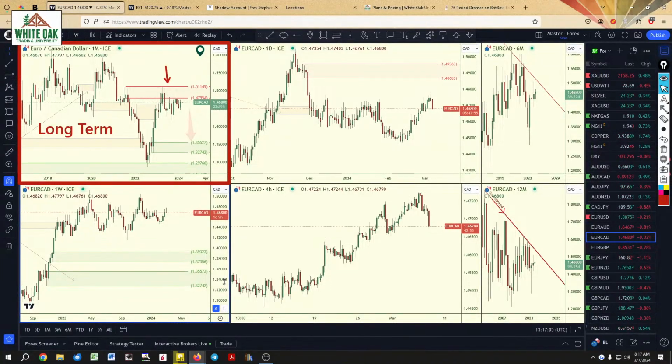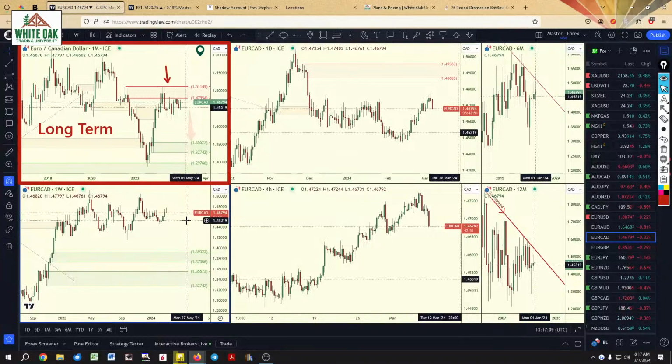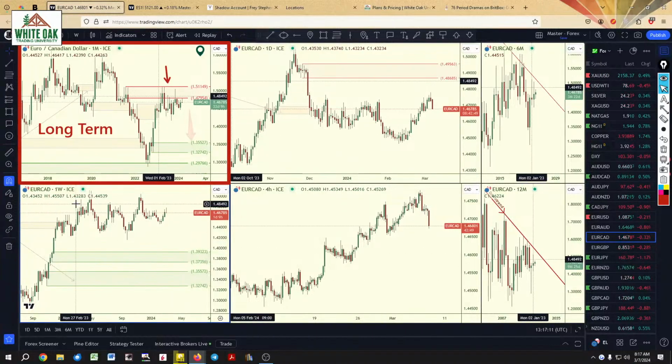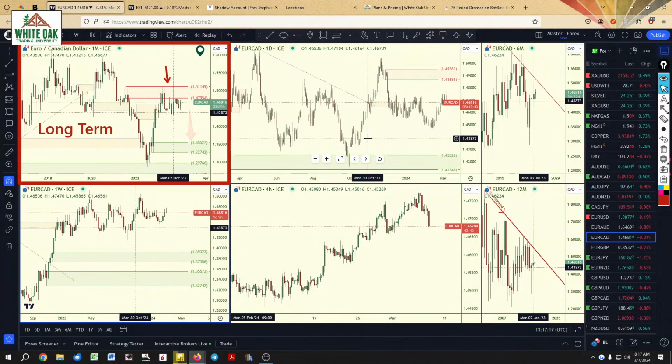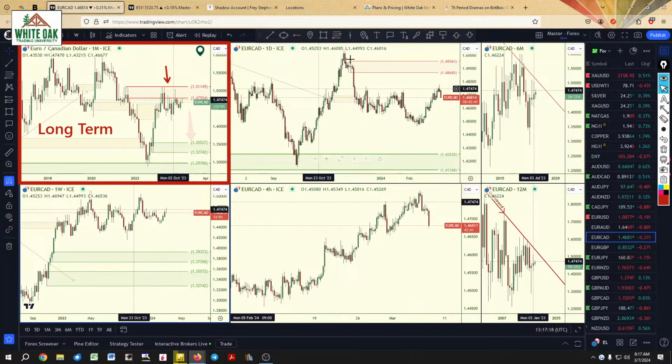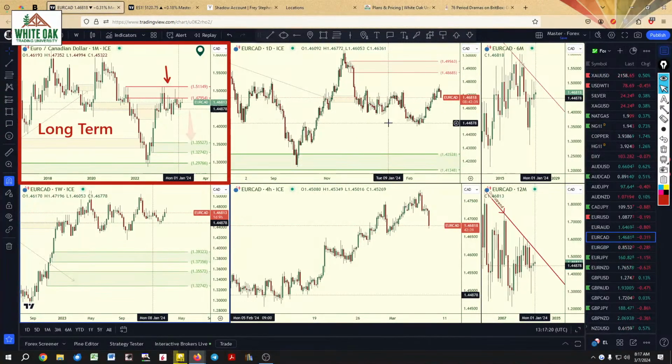It could take some time to build that momentum. Weekly chart's been ranging for a long time, which is telling us there's a lot of time that's been passing before the weakness comes into play. So we'd have to look at the lower time frame charts to see when this is actually going to start building momentum.